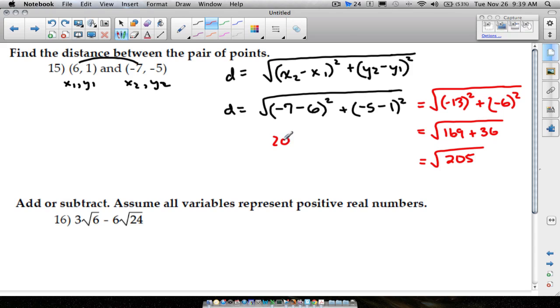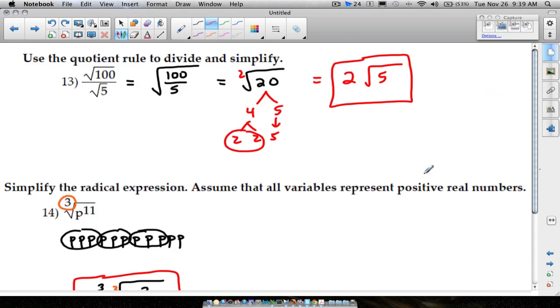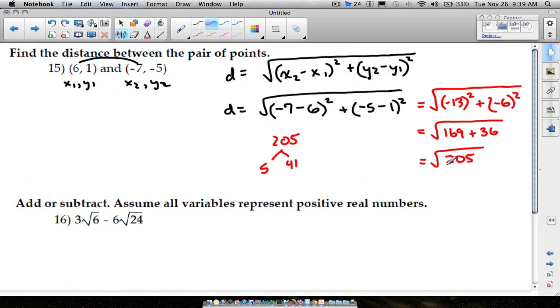205, if we try to break 205 up, that's going to be 5 times 41. Both of these numbers are prime, so we cannot simplify this at all. I know back here earlier, when we had the square root of 20, we broke that 20 up and we simplified that radical. We cannot do this with 205. There are no pairs to pull out, so that is your final answer.